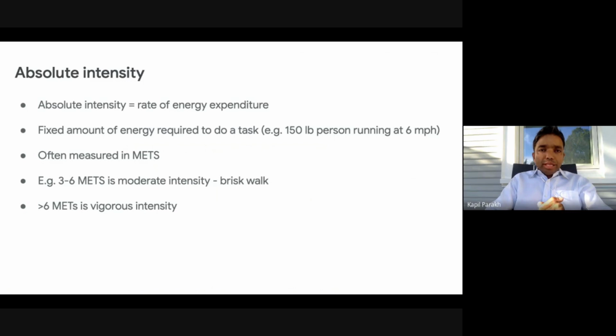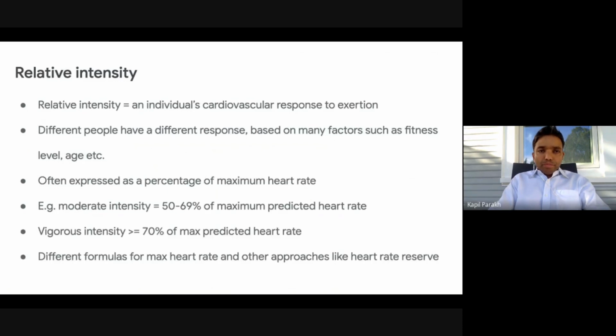And 3 to 6 METs is often considered moderate intensity. This could be like a brisk walk, for example. And greater than 6 METs is considered vigorous intensity. Now, we also know that the intensity, the absolute intensity, just measures the amount of work, but that exercise feels different to different people.